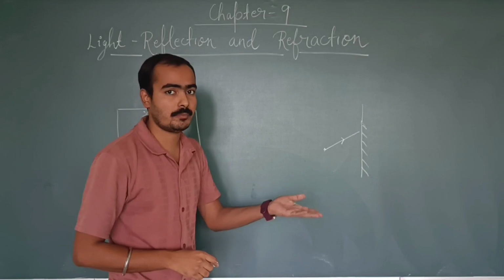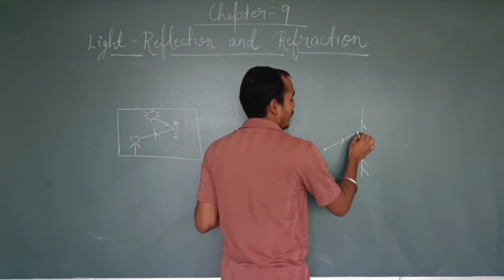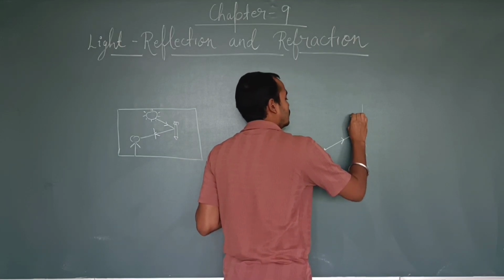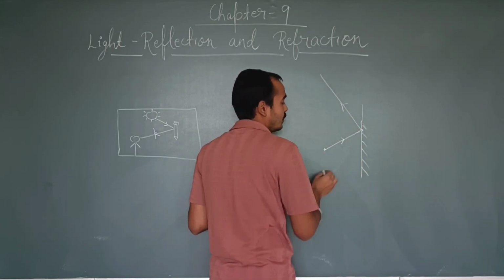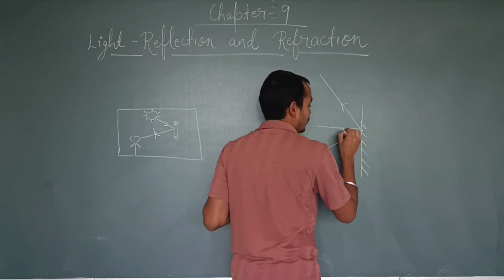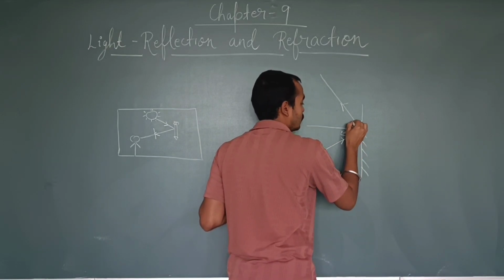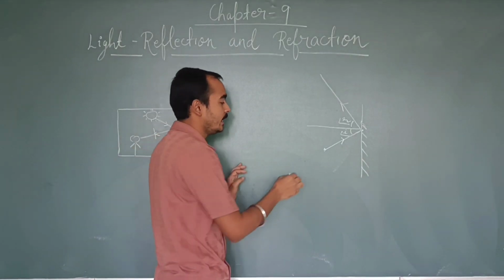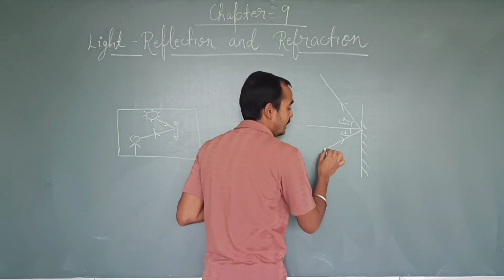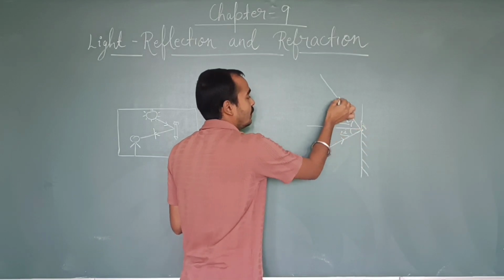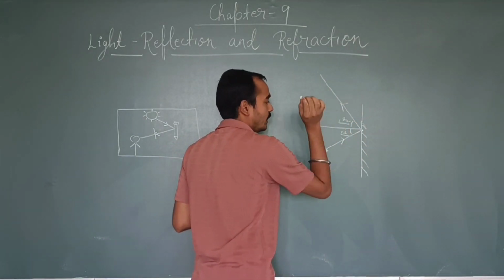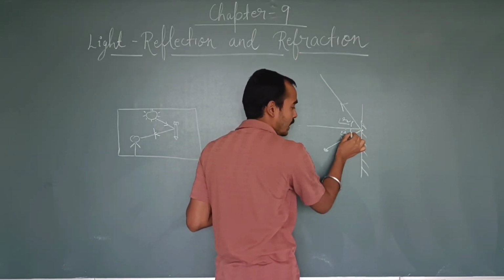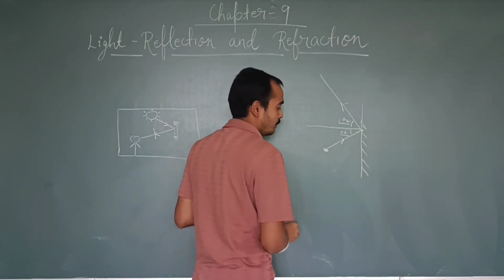And as we have read in the previous classes, this is the incident light, this is the point of incidence, and this is the reflected light. And as we have read, the angle of incidence is equal to the angle of reflection. Yes or no? This light ray is coming from here and getting reflected there. This is the incident ray, this is the reflected ray. This is the normal, which we have already read in previous classes. This is the angle of incidence, this is the angle of reflection.